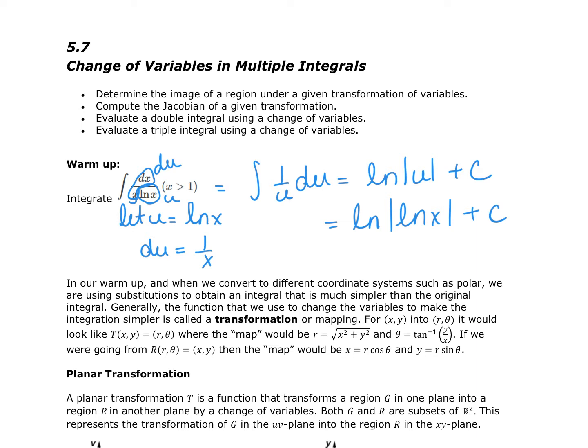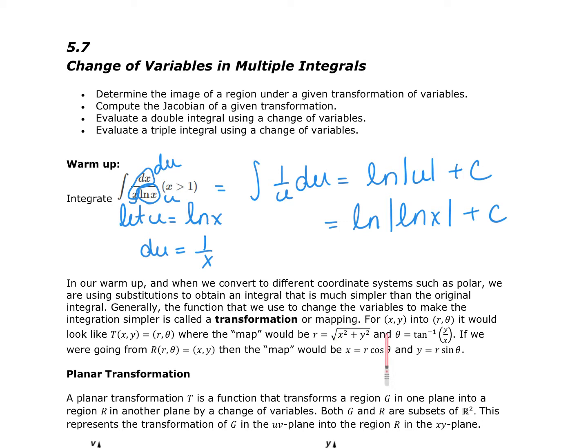What we're going to be doing today is using substitutions in 2 and in 3 variables. The reason we always do substitution is because it usually makes the integration a little bit easier. Generally, we use this ability to make the integration easier. We're going to call it a transformation or mapping.